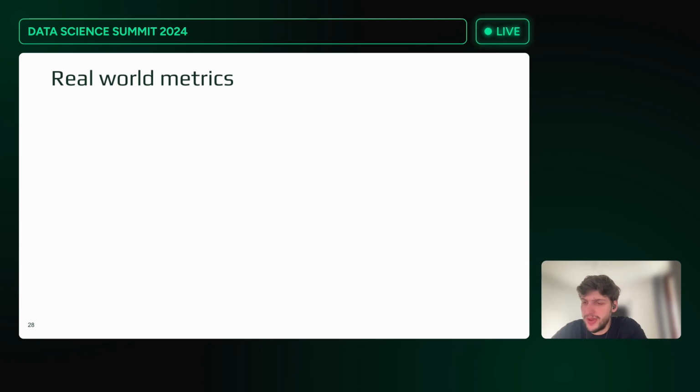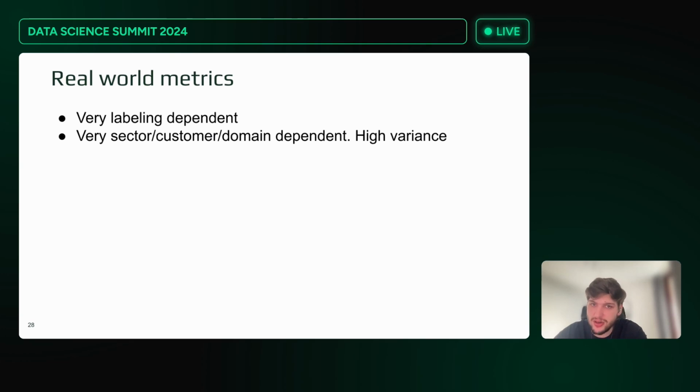So what are some real-world metrics that we found with these content gaps? Some caveats first. This is very labeling dependent. If you use a different labeler that is a bit more lenient, a bit more liberal with what is missing and what isn't missing, you get very different results. So it's very hard to benchmark this problem. And it's also very sector, customer, and domain dependent, so you have high variance. What I'm showing you here are the averages across all of our customers and sectors, so be aware of that. In some cases, it performs significantly better, in some significantly worse.